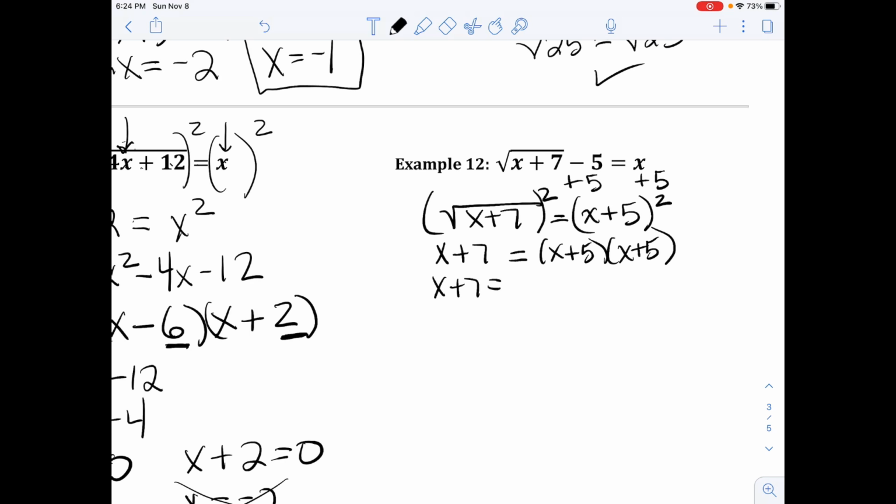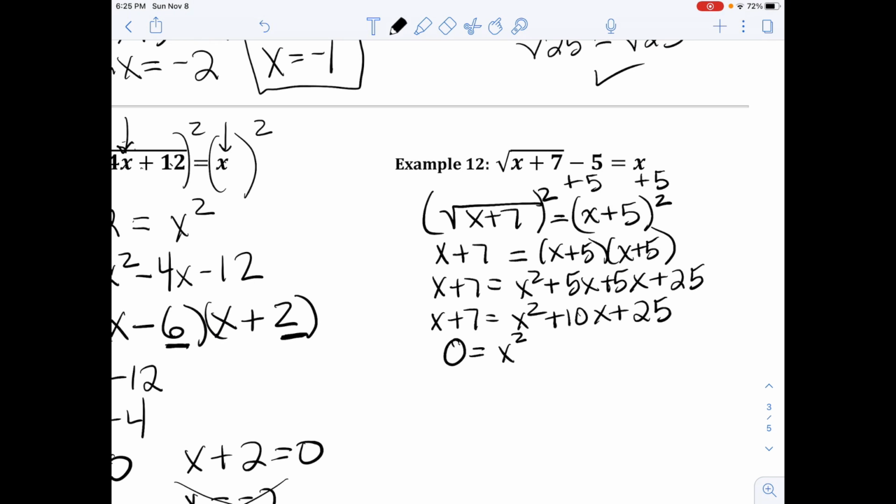x plus 7, and then now we do the FOIL or the double distribute. x squared plus 5x plus 5x plus 25. So x plus 7 equals x squared plus 10x plus 25. Now what? Well, we're going to do what we did in the last problem. We're going to move all terms to the side where x squared is, and we always want to keep x squared positive for when we factor. So that's going to be 0 equals x squared plus 9x plus 18.